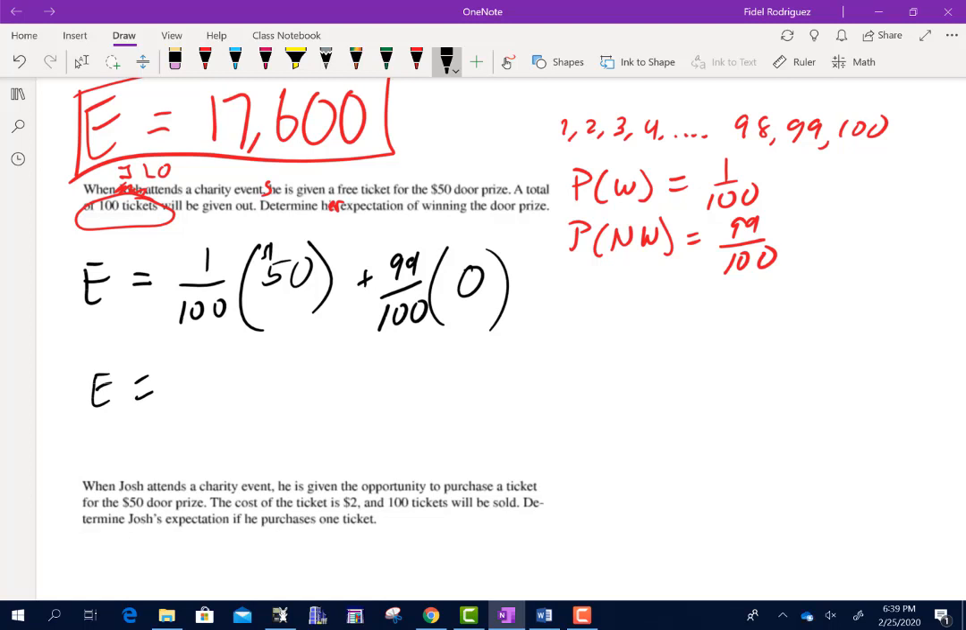So let's take a look here. We're going to multiply. That's going to give me 50 over 100, which is the same thing as 0.50. Okay? Guys, in terms of money, this is 50 cents. Okay, so let's think about that for a minute, okay?